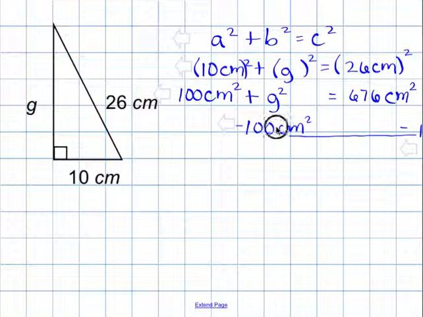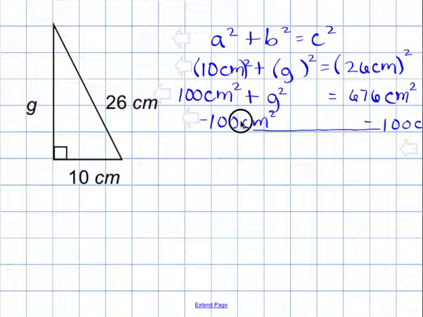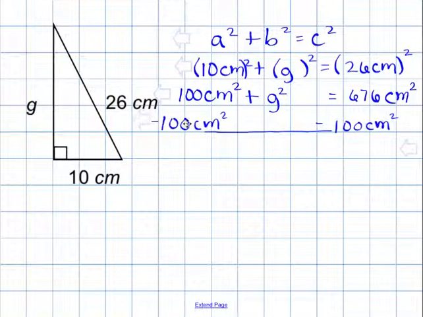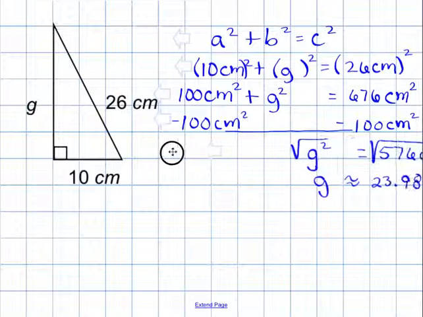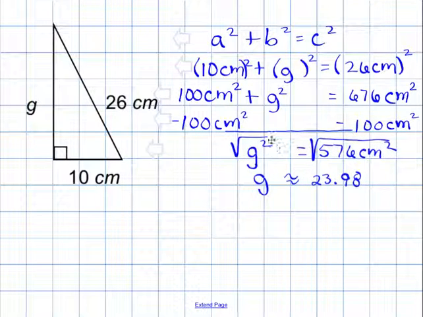Solve that equation just like in the previous example. We're taking 100 away from both sides of the equation. And when we do that, we find that g squared is 576 centimeters squared. We undo that square with a square root, and g approximately has a value of 23.98.